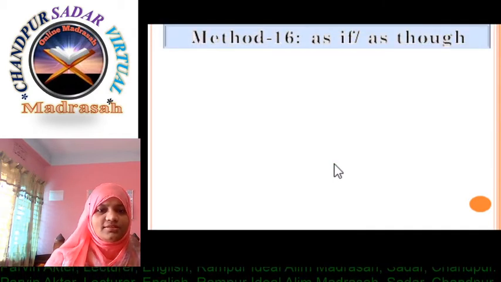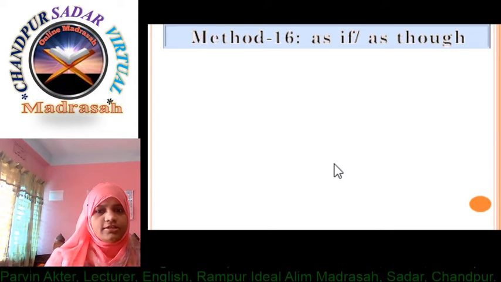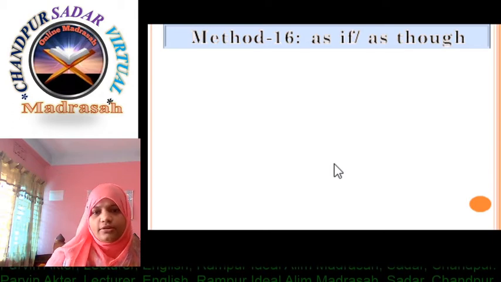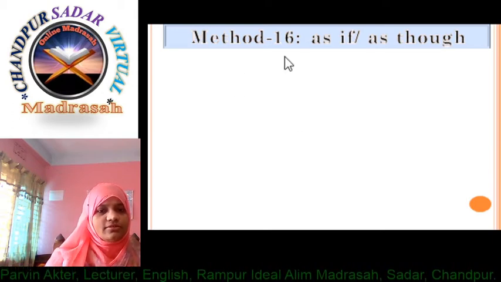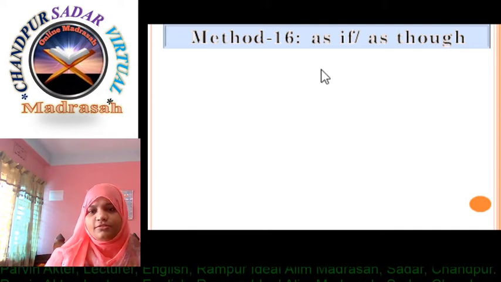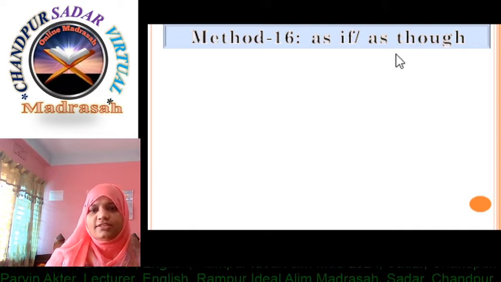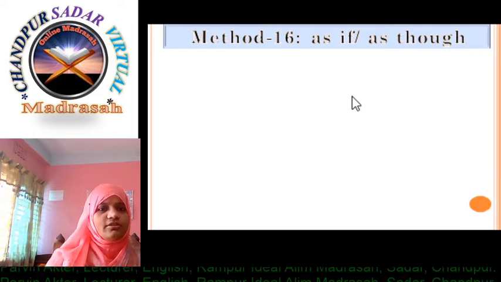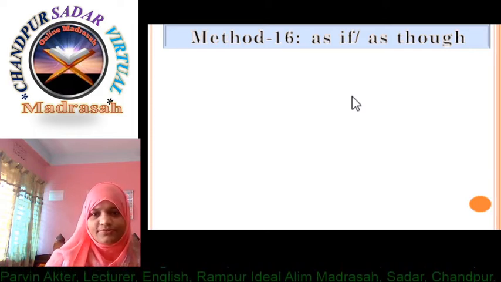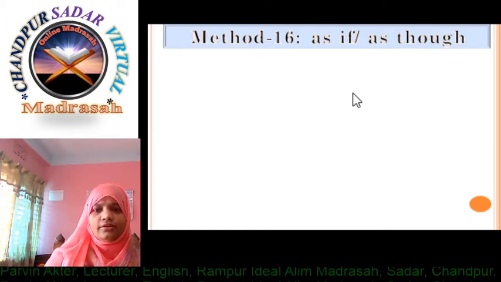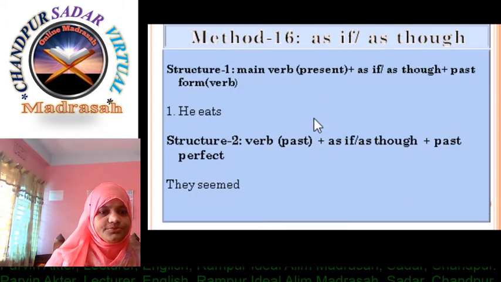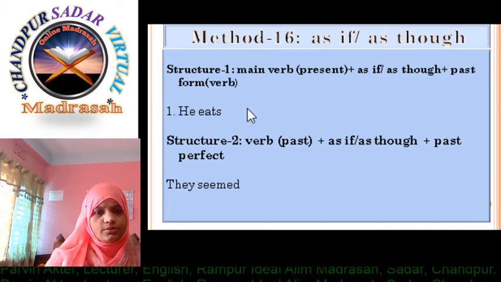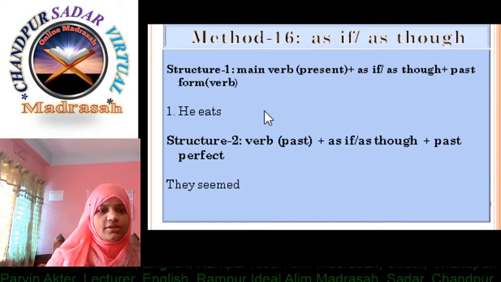So next, we have already done methods 1 to 15 in our completing sentence part 1, and today we will start from method 16. And the first part of our today's class is as if, as though. I have already shown you two examples of as though or as if. So next, enjoy the next example. So as if, as though, here we learn. Let's see how many structures we learn here.